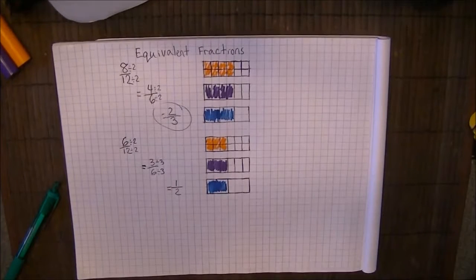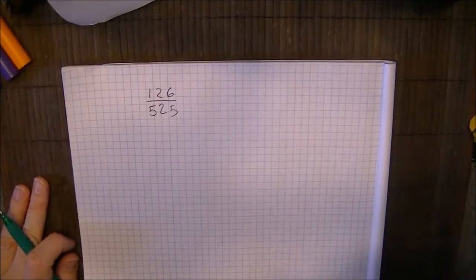Let's kick it up a notch and see how we can get from big numbers down to smaller numbers really quickly using prime factorization. Okay, so here we go. We're going to now reduce this fraction to lowest terms. Okay, so 126 and 525.